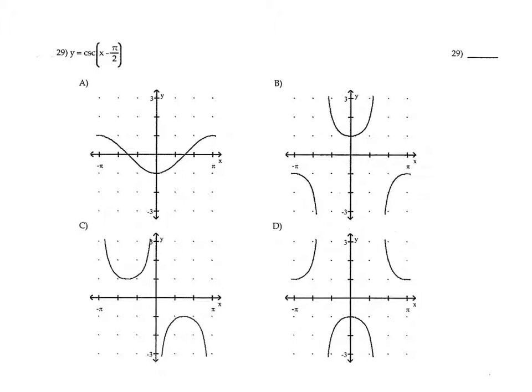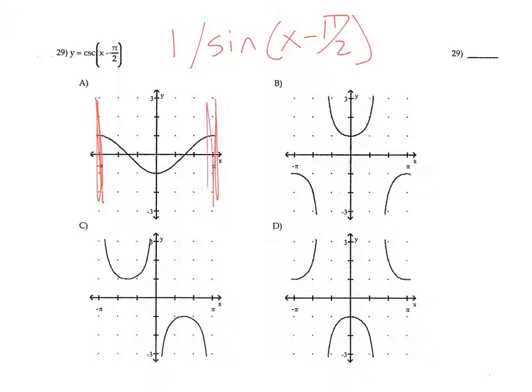Okay, on 29, well, it's kind of your choice. You can do this also the same way we just did, where you go 1 divided by sine x minus pi over 2. And with a window setting set at negative pi to pi and negative 3 to 3, you would have a good idea of which one of these graphs it is.